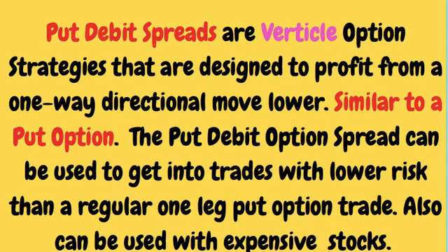So stay tuned. So real quick, the put debit spread is a vertical option strategy. It's designed to profit from a one-way directional move lower. So you have a bias that the stock is going to go lower, and so this is the option strategy that you would use. It's very similar to a put option. The put debit option spread can be used to get into trades to lower your risk than a regular one-legged put option, and also can be used with expensive stocks like Amazon, Mercado Libre, Booking Holdings, etc. You can also use this for a day trade with those expensive stocks that move quickly.